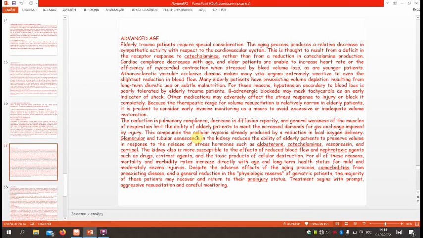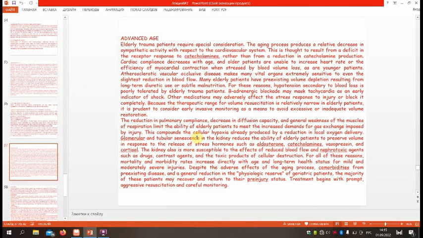Glomerular and tubular senescence in the kidney reduce the ability of elderly patients to preserve volume in response to the release of stress hormones such as aldosterone, catecholamines, vasopressin, and cortisol. The kidney also is more susceptible to the effect of reduced blood flow and nephrotoxic agents such as drugs, contrast agents, and the toxic products of cellular destruction. For all of these reasons, mortality and morbidity rates increase directly with age and long-term health status for mild and moderately severe injuries.